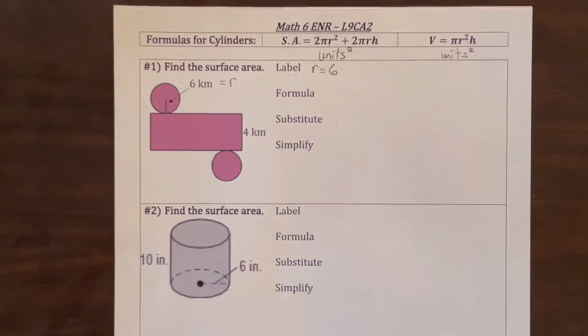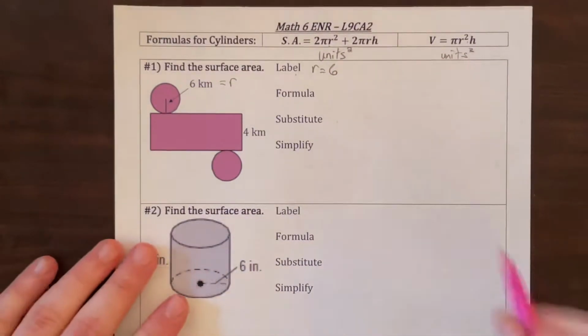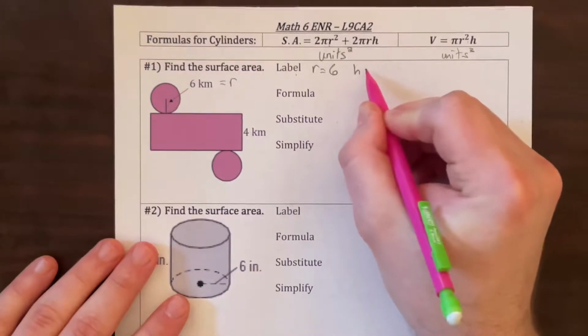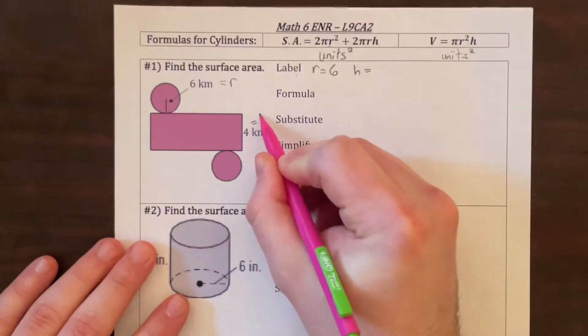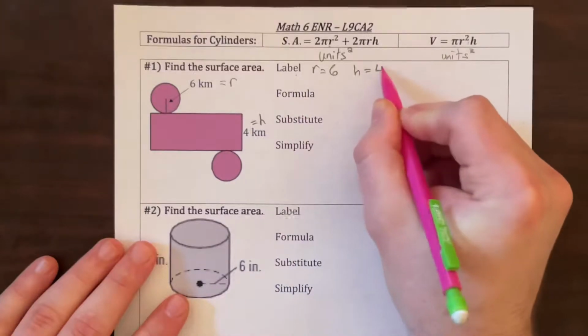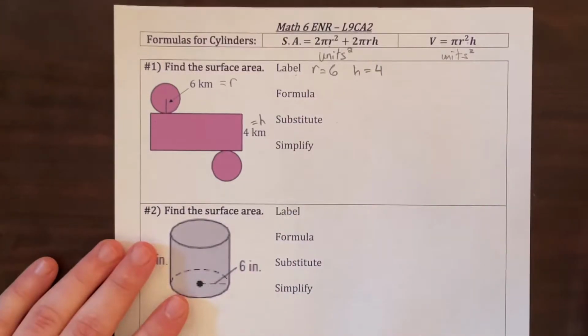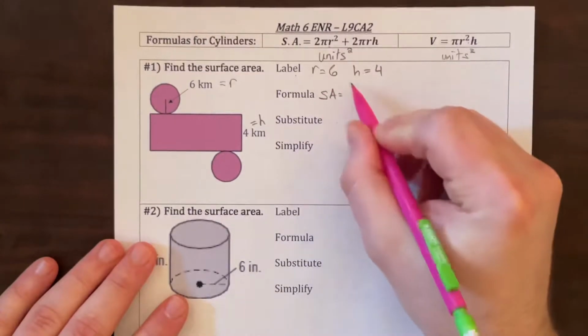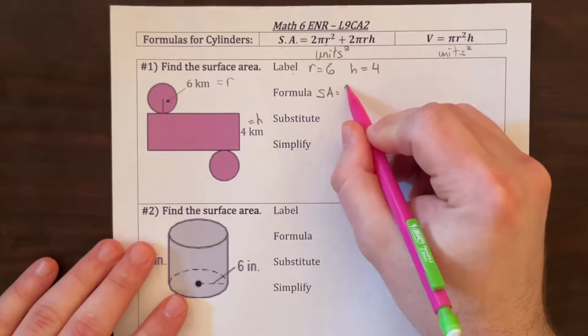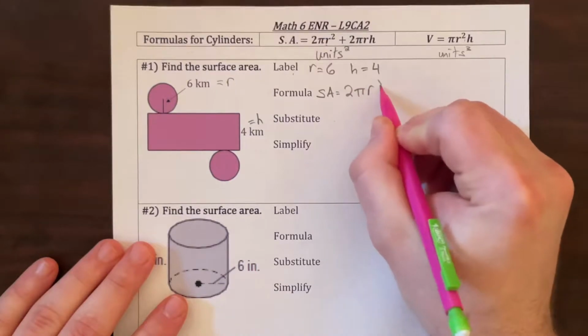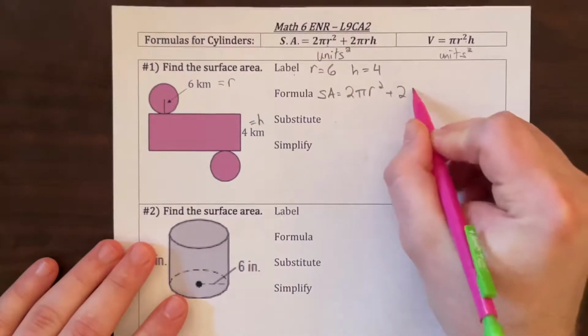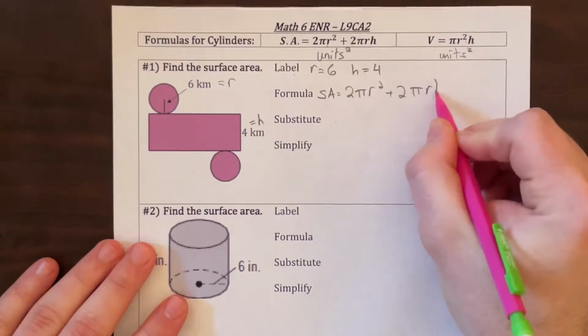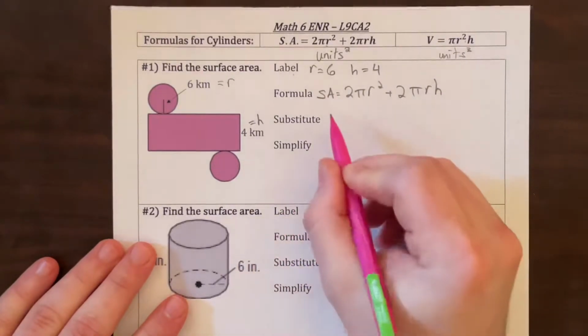Then we could say, what other attribute or dimension do we need? Well, we need the height. We can say that is going to be 4. So our height is going to be 4 for this one. Make sure we use the right formula. So surface area is equal to 2 times pi times the radius squared plus 2 times pi times the radius times the height. Plug in your values for your variables.